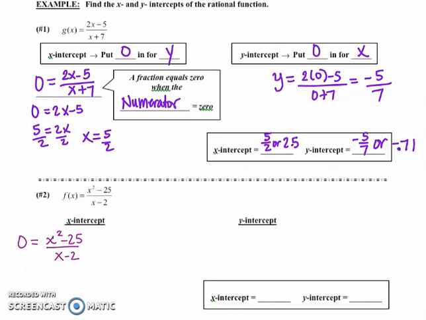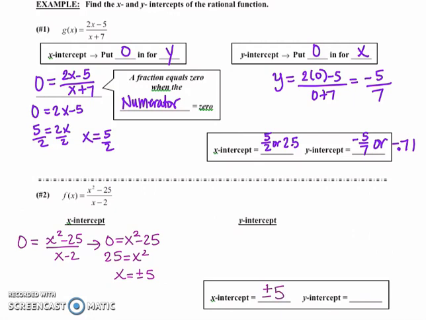But again, remember, a fraction equals 0 when its numerator equals 0. So we really only care about the x squared minus 25 part. So we're going to say, when does x squared minus 25 equal 0? If you added 25 to both sides, and then you square rooted both sides, you would get x equals plus or minus 5. So we have two x-intercepts. We have one at positive 5 and we have one at negative 5.